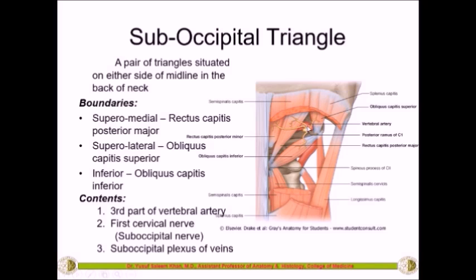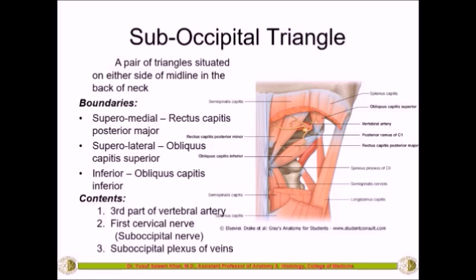So one of the most important contents is the third part of the vertebral artery. It has 4 parts: first, second, third and fourth. The third part passes through this triangle. Along with that, there is also the first cervical nerve, also called the suboccipital nerve, which also comes through this triangle. Along with that, there is the suboccipital plexus of veins, which can be traced.